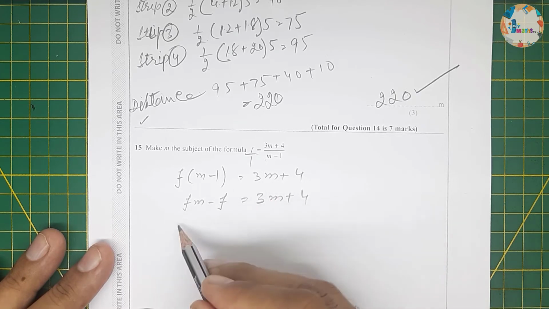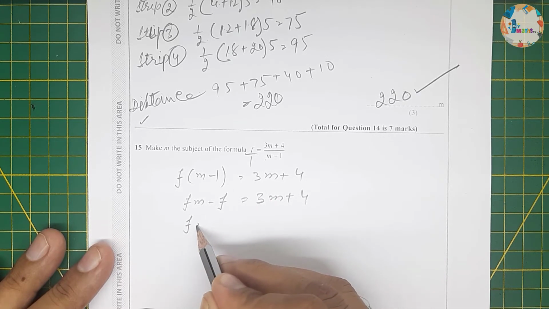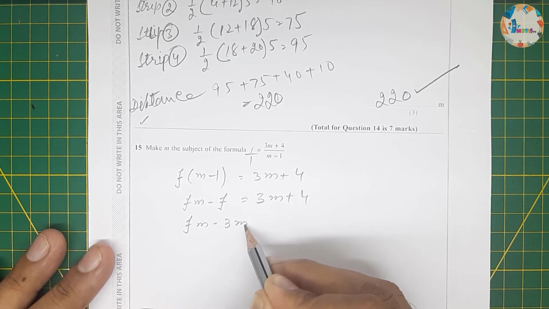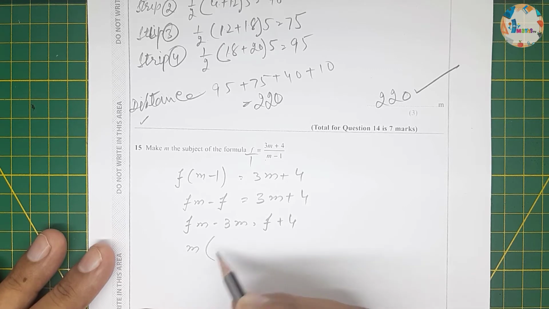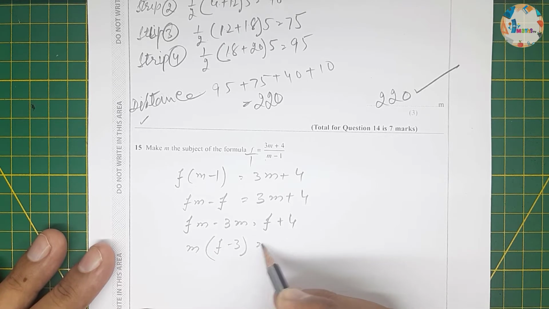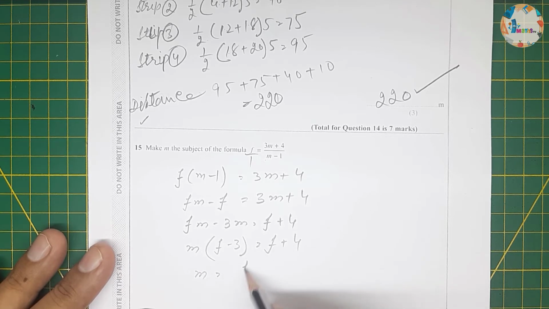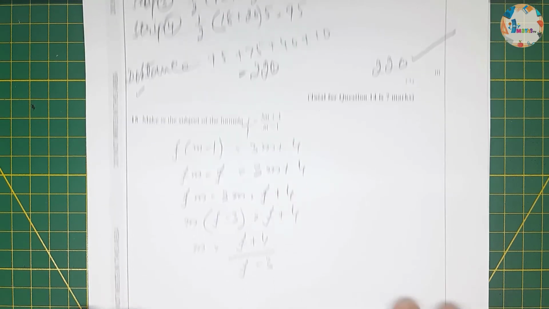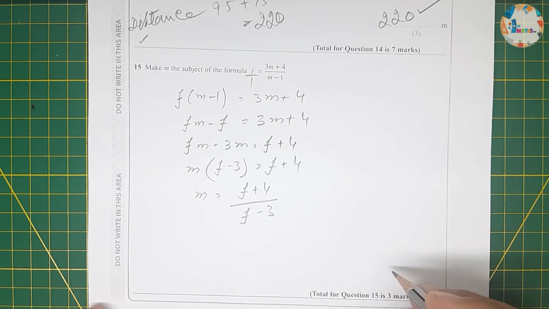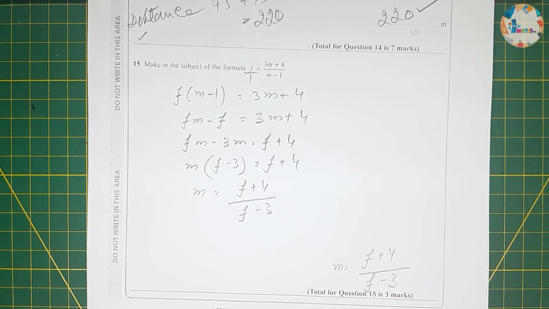We can shift 3m to this side, so fm - 3m is equal to f + 4. We can take m common, inside will be (f - 3), so m(f - 3) is equal to f + 4. We can shift this to this side, so m is equal to (f + 4) over (f - 3). This will be our final answer, m = (f + 4)/(f - 3). Hopefully you understood this question.